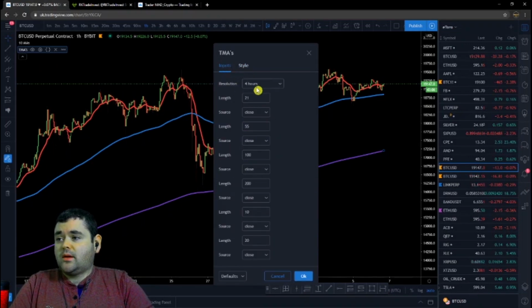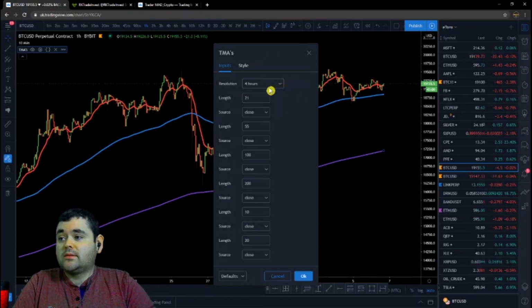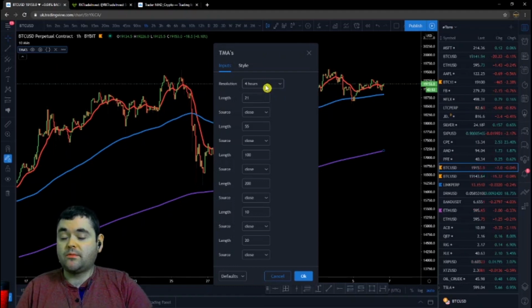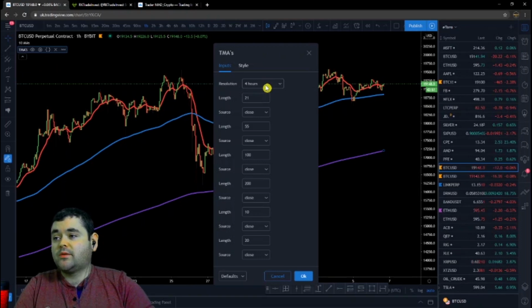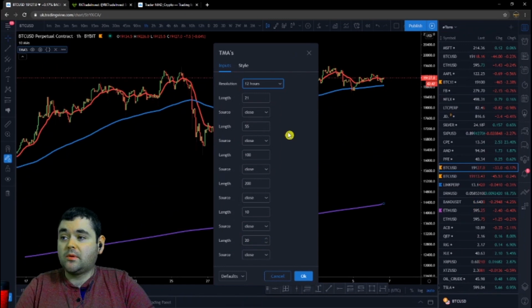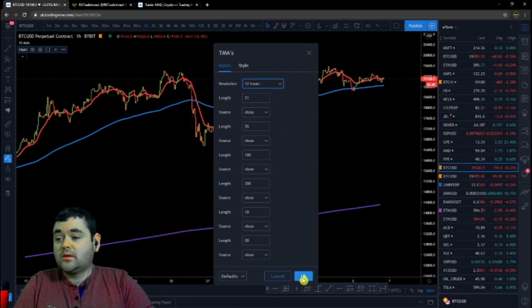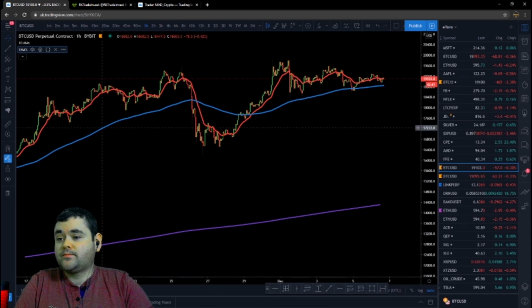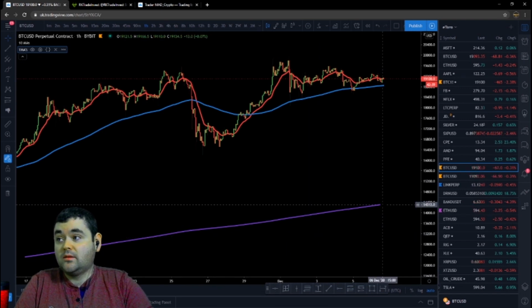And in the inputs, this is where you change it. Right now I'm on the 1 hour chart, and here I've set the resolution to 4 hours. Setting the resolution is you choosing what time frame you want the moving average to come from. So if I set this from 4 hours to 12 hours, that purple line will show where the 200 EMA is on the 12 hour chart. That's coming in at 14,300.